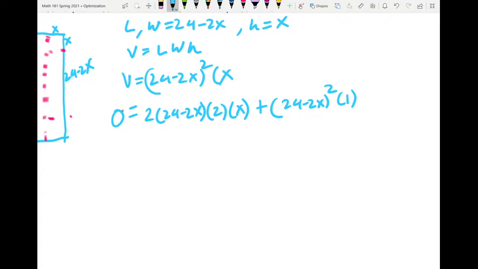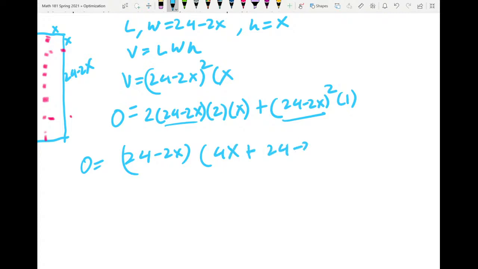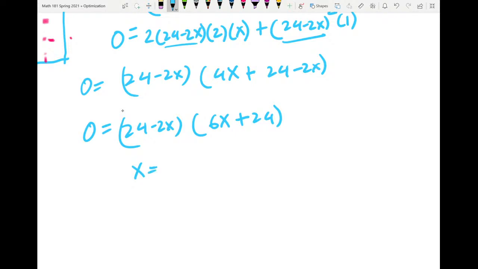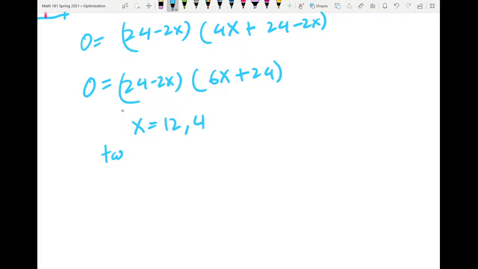What else can we factor out from that? We could factor out 24 minus 2x. We get 24 minus 2x times the quantity negative 4x plus 24 minus 2x. If my math is going too fast, let me know and I'll slow down a bit. And from there, your x is going to be 12 or 4. We have two possible answers, so check to make sure which is possible.